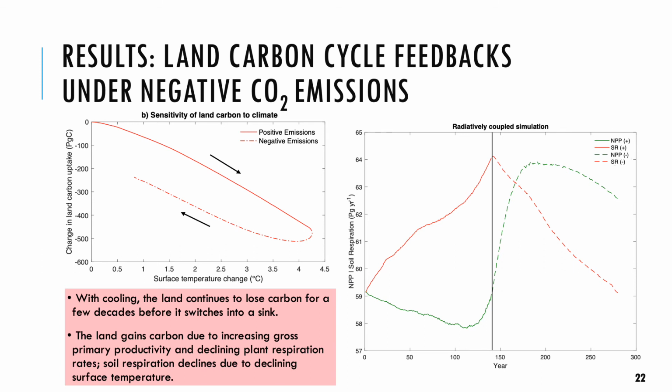And we see here that NPP increases, and that's due to increasing gross primary productivity and declining plant respiration rates. And then later, NPP starts to decrease, possibly due to the negative effects of lower temperatures on vegetation in the high latitudes. In terms of soil respiration, we see that it decreases due to declining surface temperature.